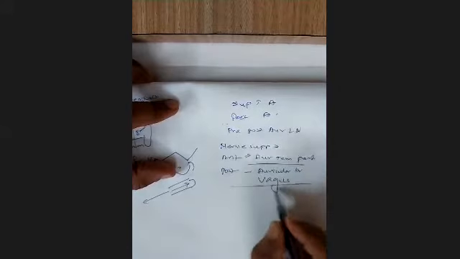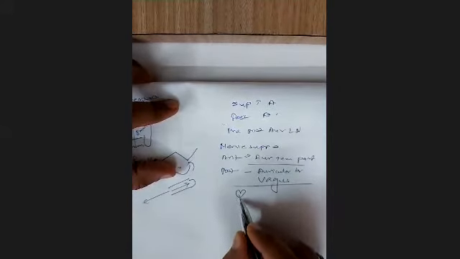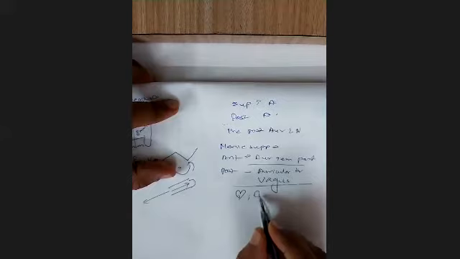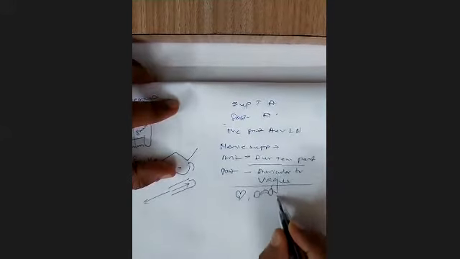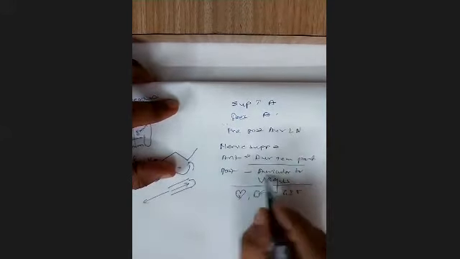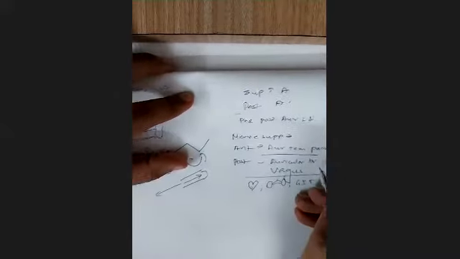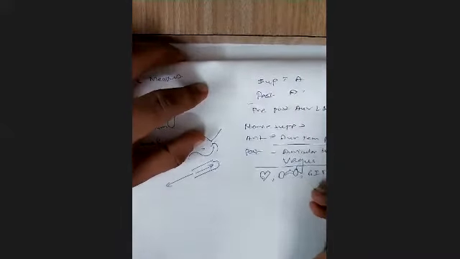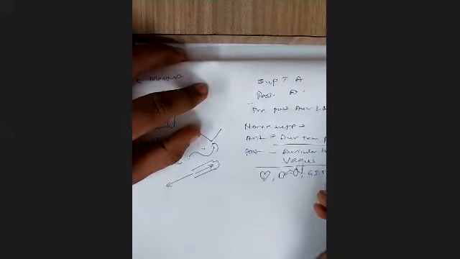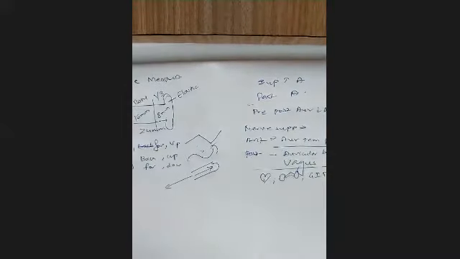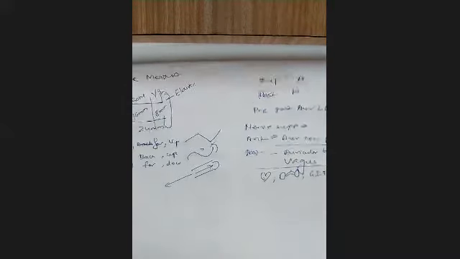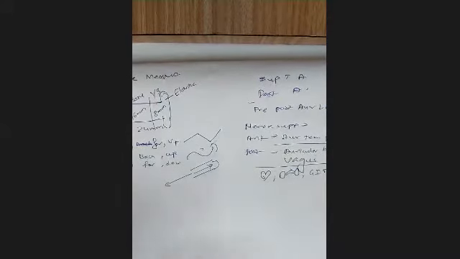Vagus supplies the heart, both the lungs, and the GIT. It also gives the auricular branch, supplying the external acoustic meatus, and that is where the role of the vagus is very, very important.